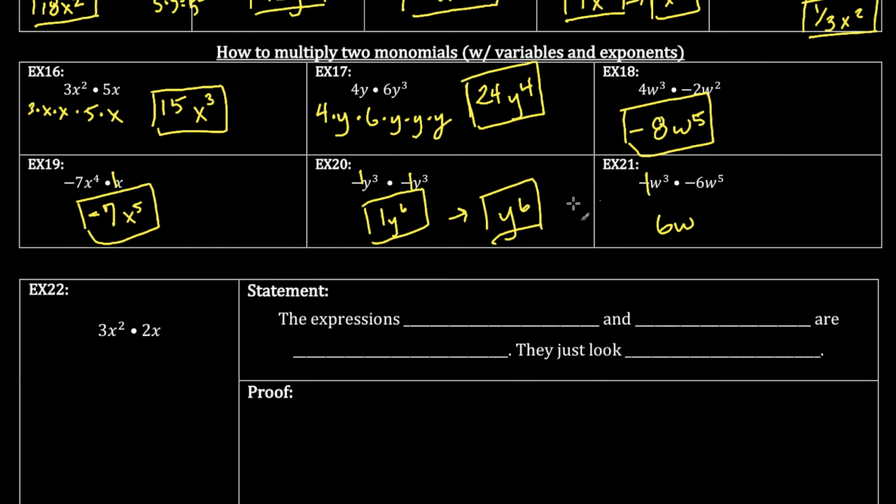So in reality, if you haven't noticed by now, we have 2 x's and 1 x. We get x times x times x. We're multiplying by y once. We're multiplying by y 3 times. We're multiplying by y 4 times. We're multiplying by w 3 times. Multiplying by w twice. We're multiplying by w 5 times. And this last one, we're multiplying by w 3 times. And then we're multiplying by 5 times. So we're multiplying it by a total of 8 times.